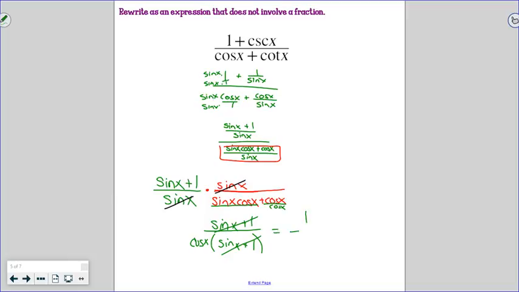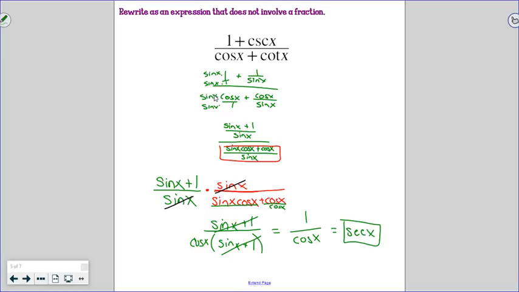Remember, it is still 1 over, though. That cosine of x does not just magically move to our numerator, and I don't want it to leave like that. Secant of x. Okay, any questions for me?